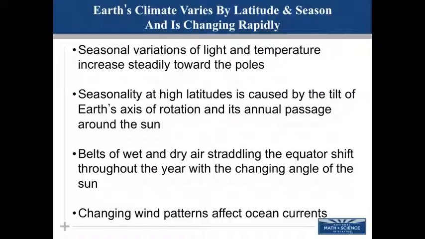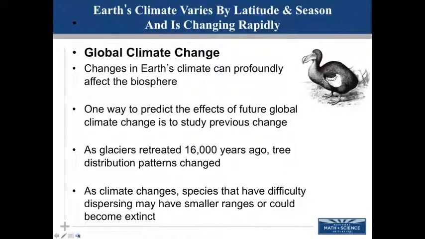That's an important concept for you to understand. As you move away from the equator, either way, you're going to have variations in light and temperature. At high latitudes, the axis of the Earth has an impact on how often they get the sun. And then you have belts of wet and dry air straddling the equator, and they shift throughout the year as the Earth revolves around the sun. And all of these things are impacted by the changing wind patterns that affect the ocean currents.